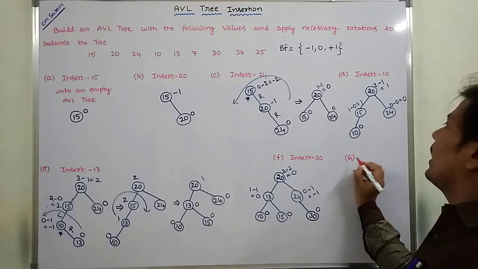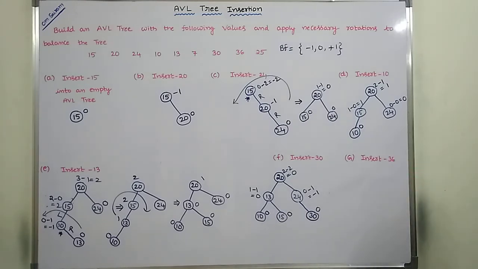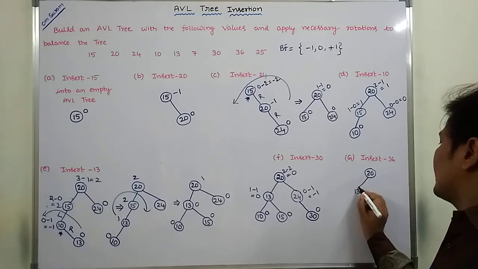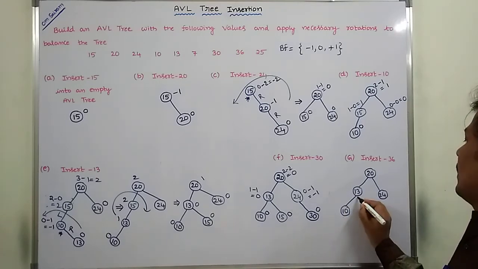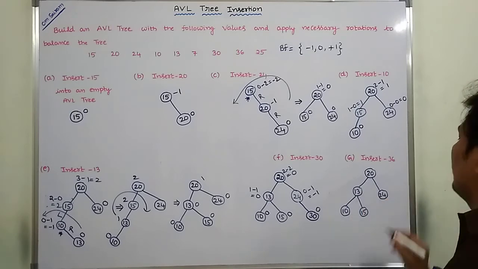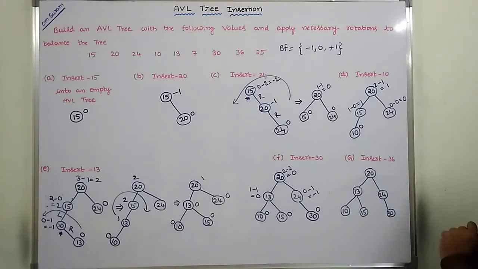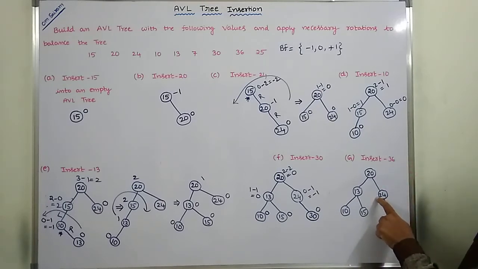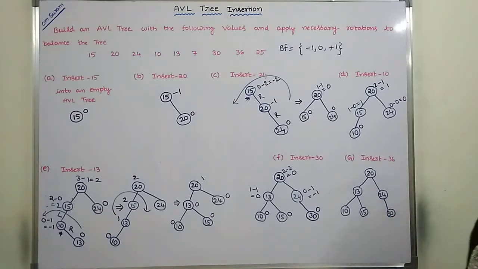Next, we have to insert element 36. Before inserting element 36, the existing AVL tree is this one. Now 36 is compared with 20. 36 is greater than 20, so go to the right subtree. Here, 24 is there. 36 is compared with 24, 36 is greater than 24. Go to the right subtree. Here 30 is there, 36 is compared with 30, it is greater than 30. So go to the right subtree.